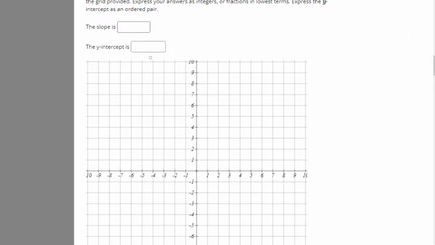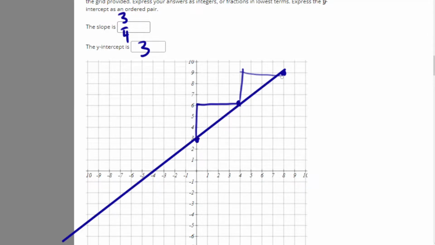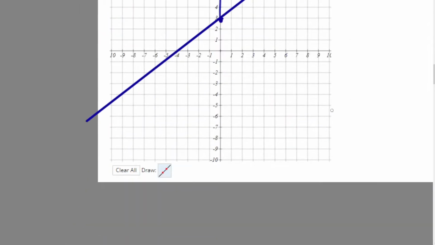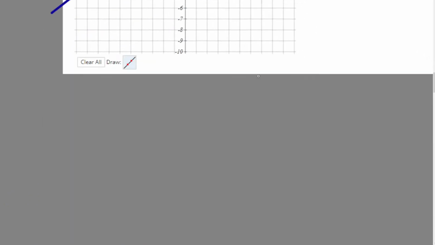So the slope is 3/4, right? And the y-intercept is 3. We can tell that by our graph. Then we'll do +3, and then we'll say, okay, we go up 3 over 4. So, right here, up 3 over 4. And then we can connect all those together, like that. And that would be what you need to do for that.